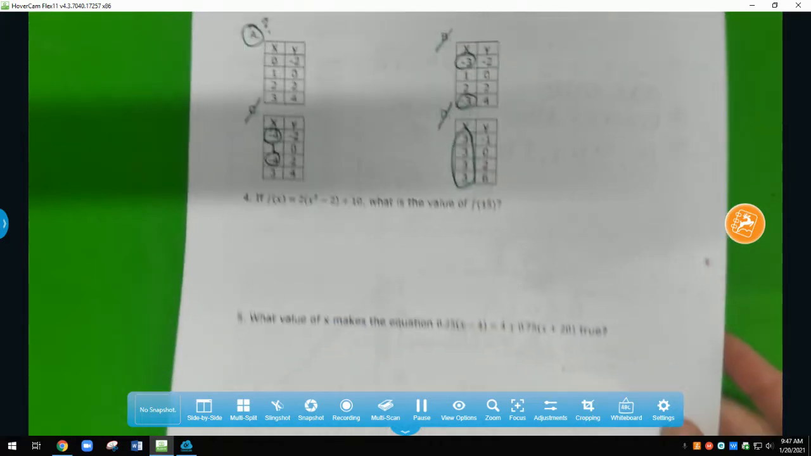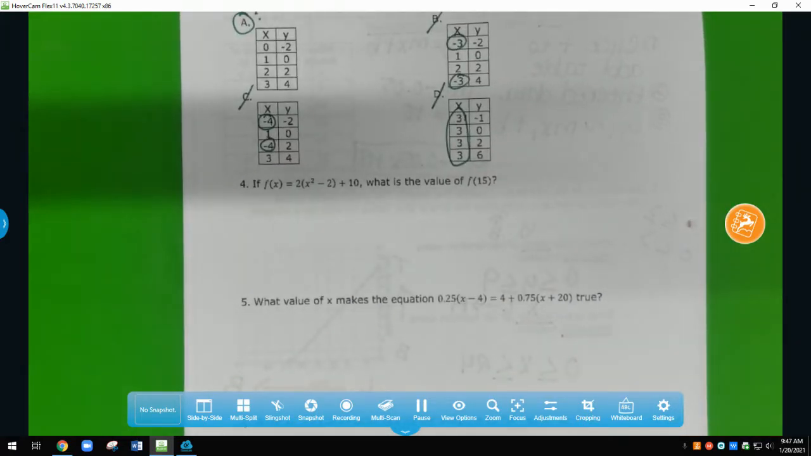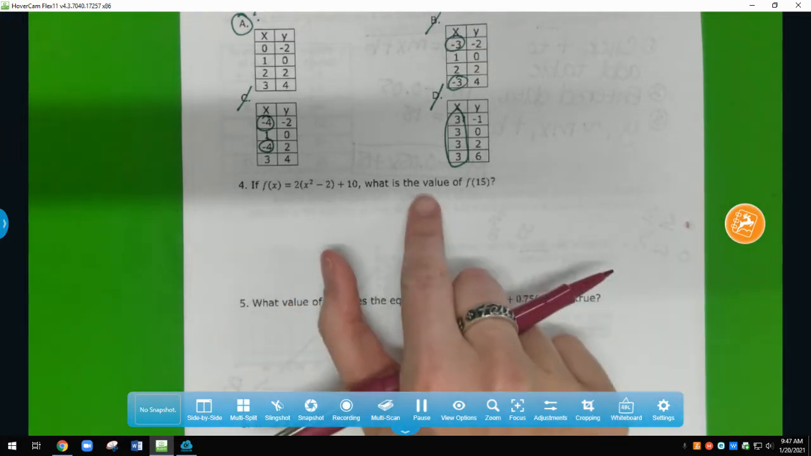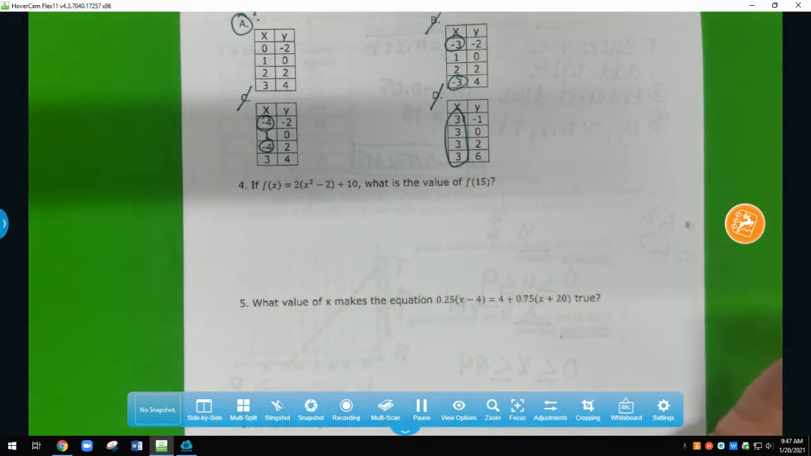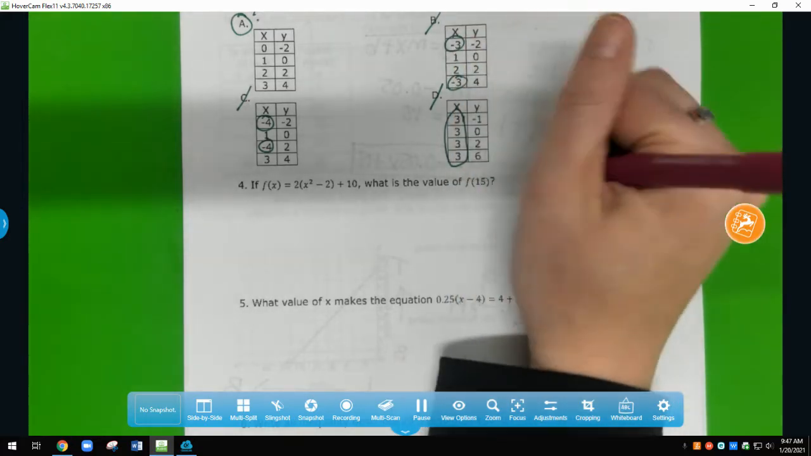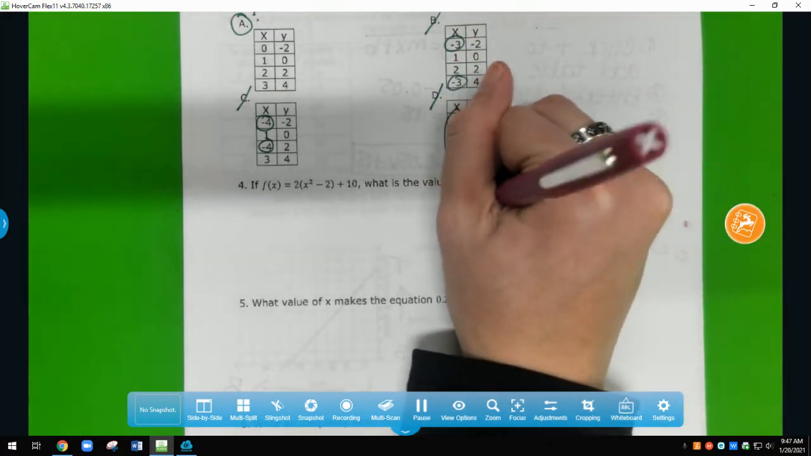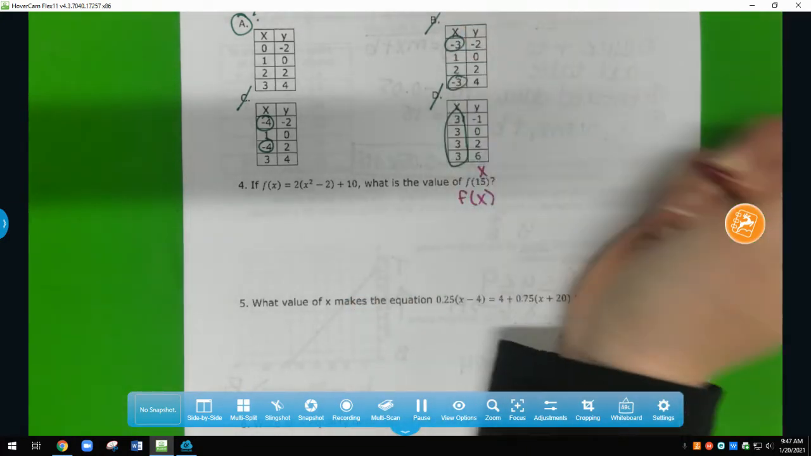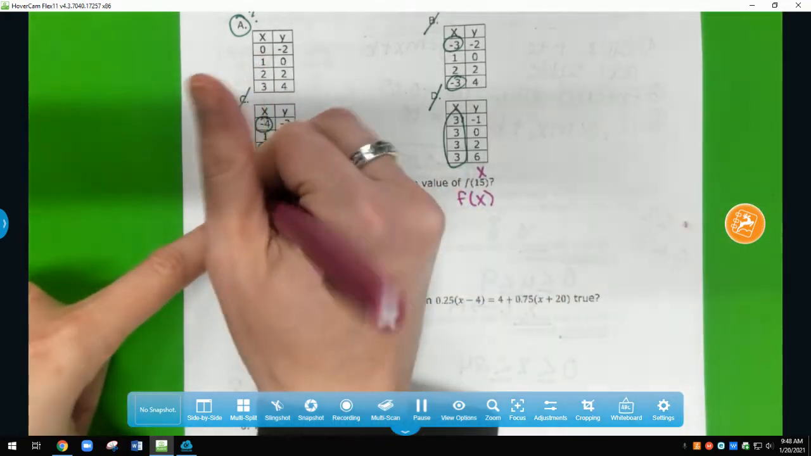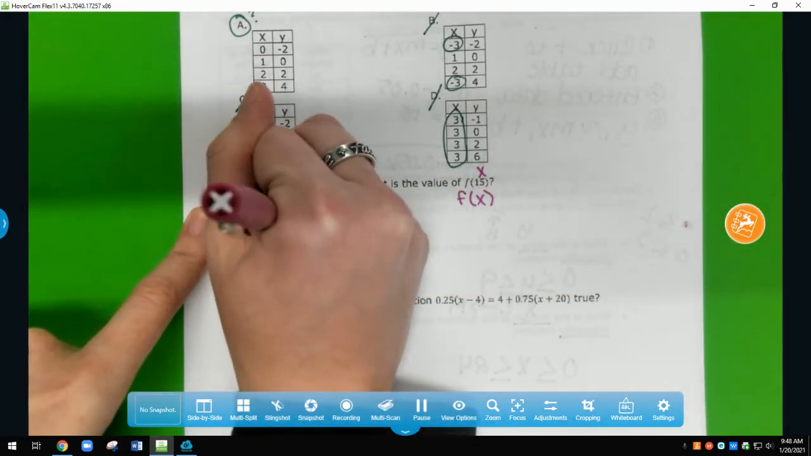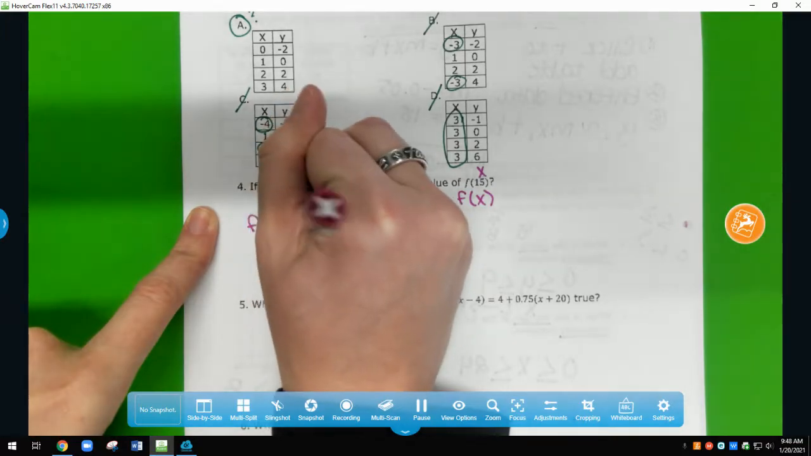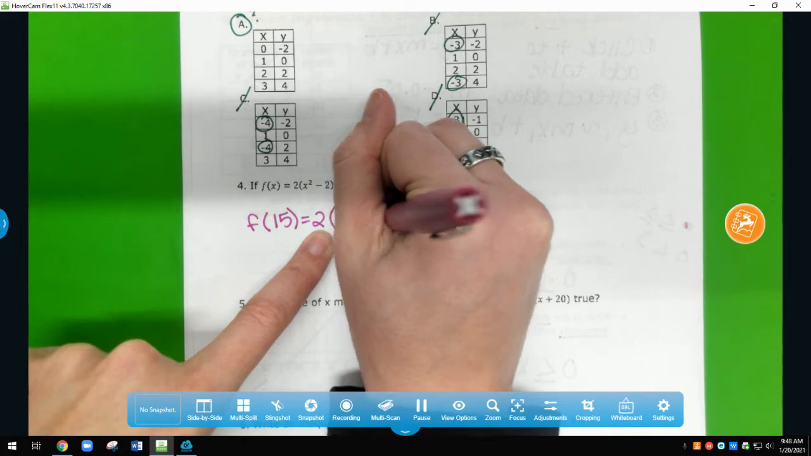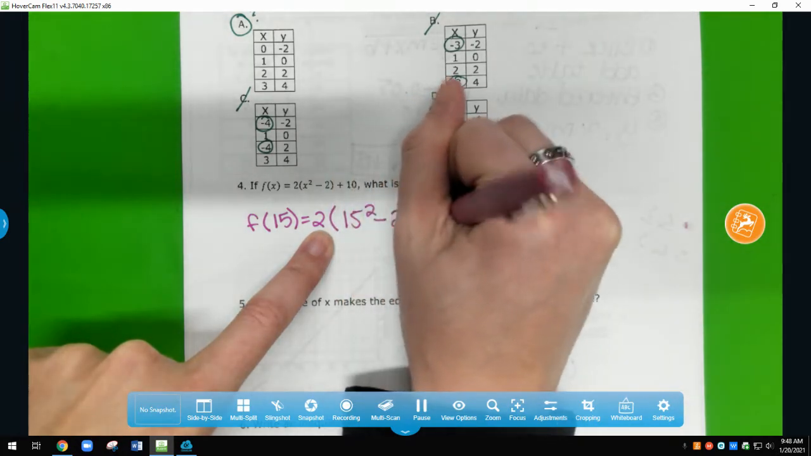Okay, on number 4, it says if f of x equals 2 times x squared minus 2 plus 10, what is the value of f of 15? So remember this is function notation, so f of x, the 15 is taking the place of x. So anywhere I see an x, I'm going to put a 15. So f of 15 equals 2 parentheses 15 squared minus 2 plus 10.